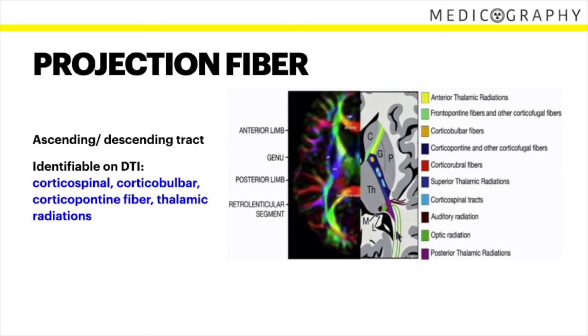And here is the color mapping. Anterior thalamic radiation here, see, this is the corticospinal. This is the corticospinal in the posterior limb here, and the genu is the corticobulbar. There are frontopontine fibers and other corticofugal fibers in the anterior limb, and the anterior thalamic radiation also runs in the anterior. And the posterior edge of this internal capsule runs the optic radiation.